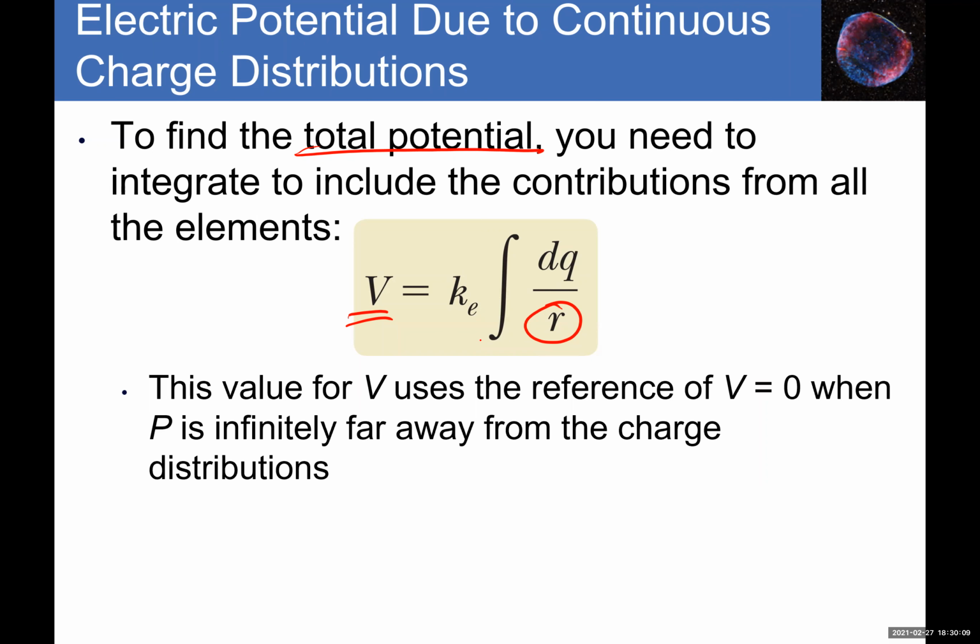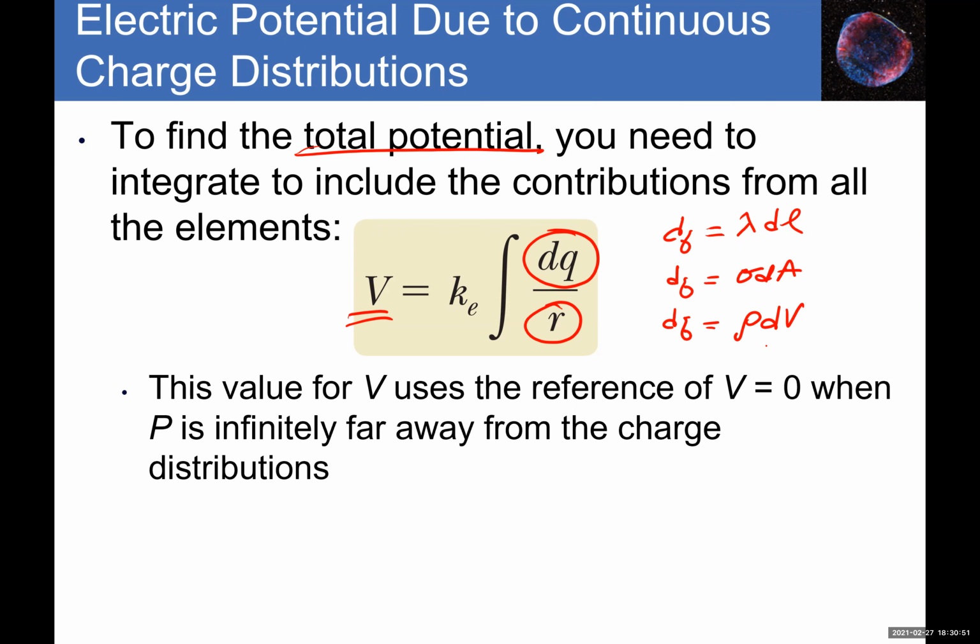It's just a number, and then what we have to do is maybe rearrange and replace dq. The dq for each element might be different, in a way that if each element has a different distance or something like that from our point of interest, then we might have to replace dq with either lambda dl, or sigma dA, or rho, the volume density, times dV. That will depend on the type of problem that we have.